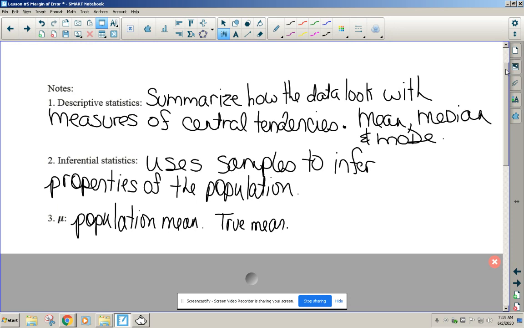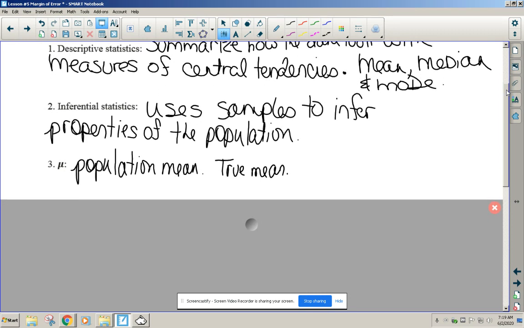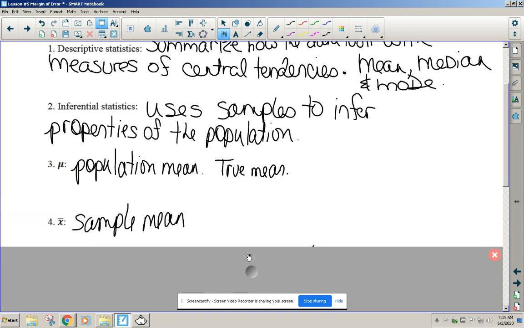Now, most times you can't get a full population. They only do the census every 10 years because it takes them years and years to crunch the numbers. So the census would be our mu. And if they just talked about a random sampling of people, that would be our sample mean. That would be the X bar.